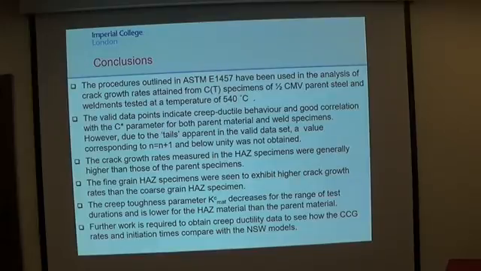However, further work is required to correlate the creep crack growth rates and see how they compare with the NSW models. We're awaiting specimens from EDF to calculate the creep ductility.